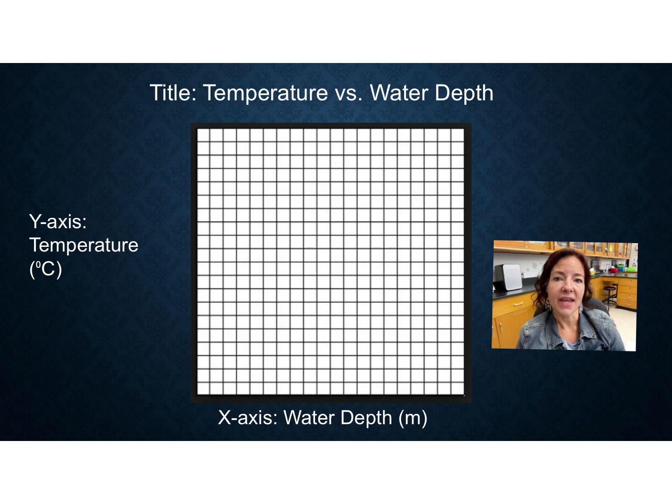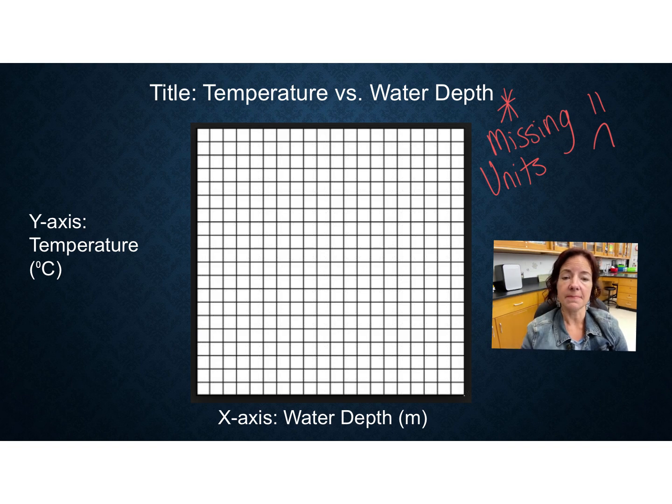So here's a graph that has that same title from that data table on the previous slide, and we can see that on the y-axis we have our dependent variable, which is the temperature that was recorded, and on the x-axis we have what we changed. Every time we recorded a temperature, we were changing the depth that the water was at. Also notice that we've got units that are labeled for both of these axes as well.